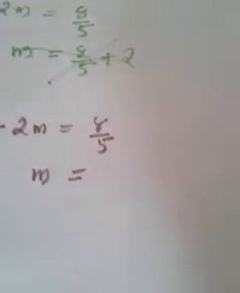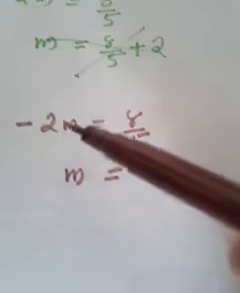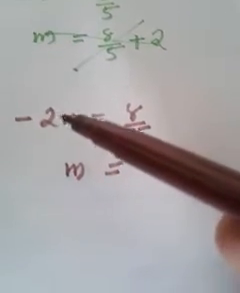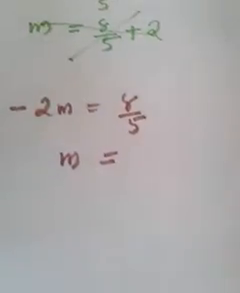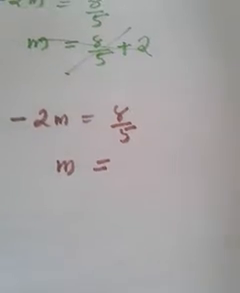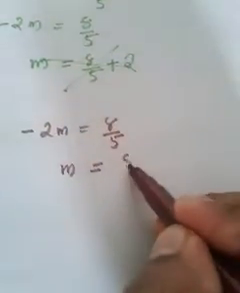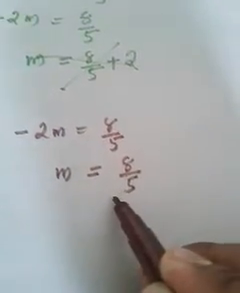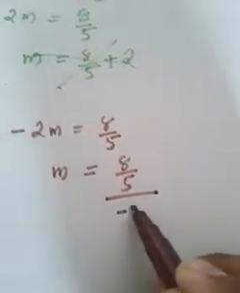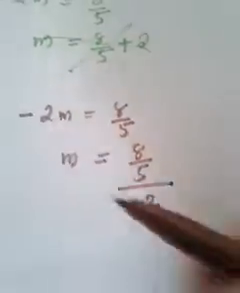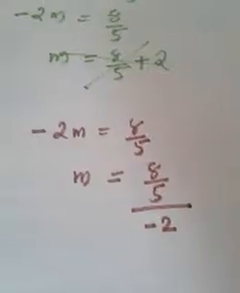That is going to be the right thing. But here, in between -2 and m, the operation is multiplication. So when you take -2 to the right side, it becomes division. That means the right side is 8/5 divided by this -2. So you are not supposed to change the sign. Sign as it is. Why?